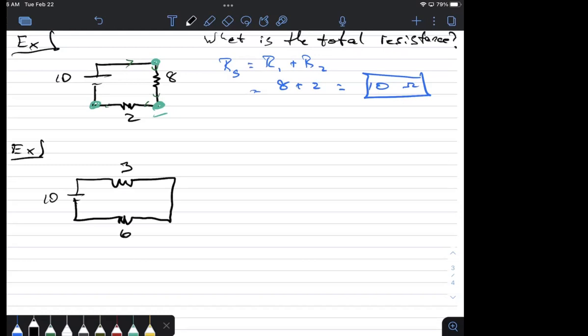For this circuit, are these two resistors in series or parallel? Parallel? Parallel, okay. Anybody else want to guess? Do you agree? Do you disagree?